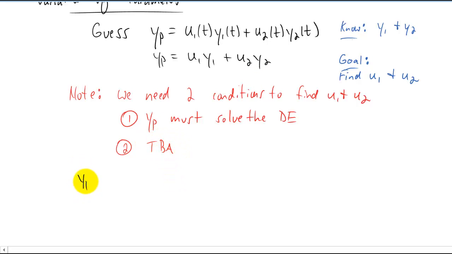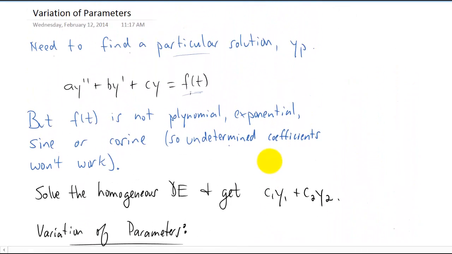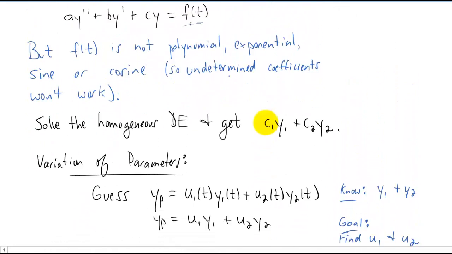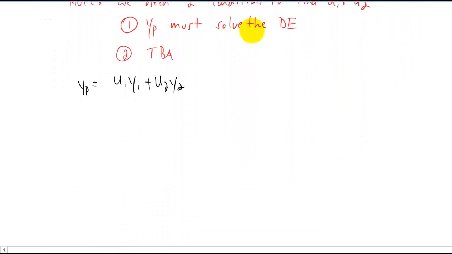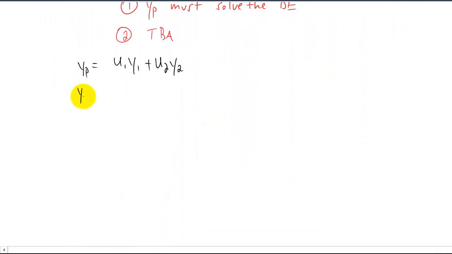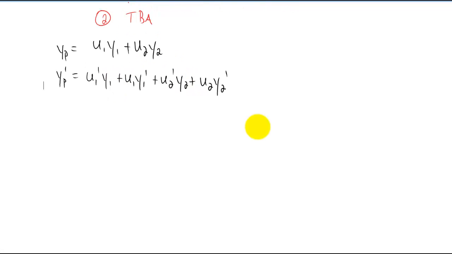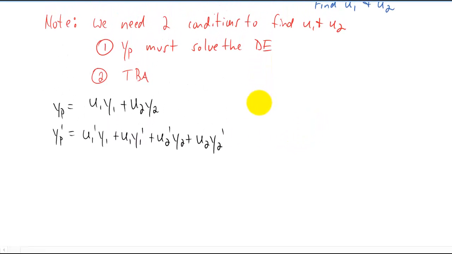Okay, let's go through the process. We have a guess. It's u1y1 plus u2y2, and we're going to plug this guess into our differential equation right here. To do that, we need to take derivatives, and keep in mind that u and y are both functions of t, so we need a product rule every single time. Now this is already getting pretty ugly, and if you imagine trying to take a second derivative, you're going to have to do a product rule on each one of these four terms, and you're going to end up with 8 different terms here.